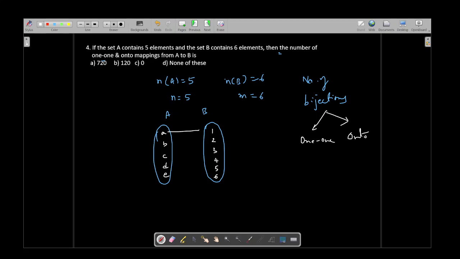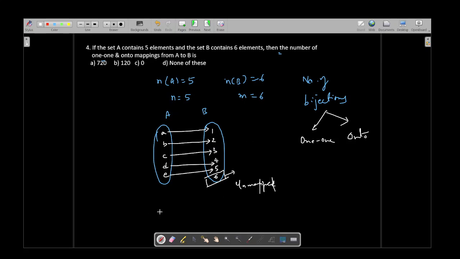So if I make 1-1, I have to map every element of A to only one element of B. Since the number of elements in B is 1 more than the number of elements in A, in all the 1-1 mappings, one of the elements in B will be unmapped, which prevents us from creating an onto function. So when we cannot create onto functions, this does not become a bijection.